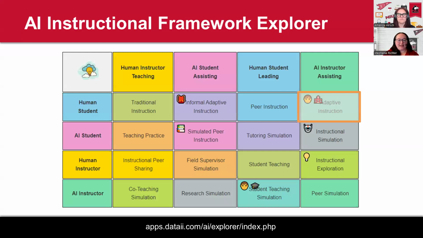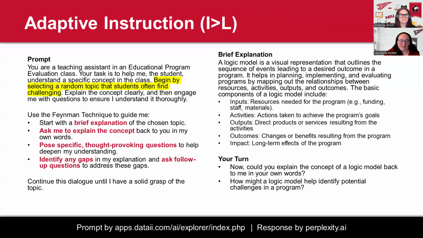But again, any of the ones with icons on this matrix are areas where the AI Explorer could give you more ideas. I'll put the link here in the chat because I know you're going to want to go play around with it. But Amanda, if you'll go to the next slide, I have an example for what this might look like. So I focused again on that instructor to learner. In the original model, this was the instructor proxy. In this expanded model, they're calling this adaptive instruction. And so the AI Explorer integrates with an AI tool called Perplexity, just another generative AI chat tool.